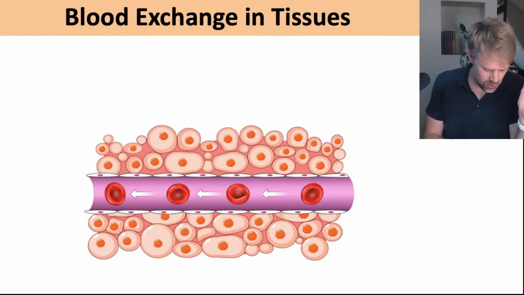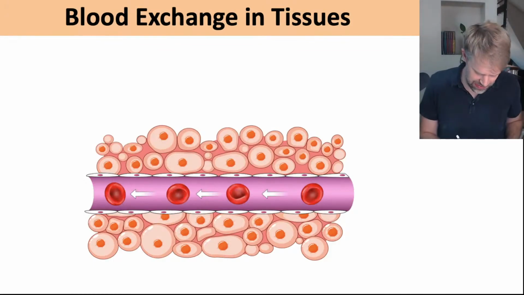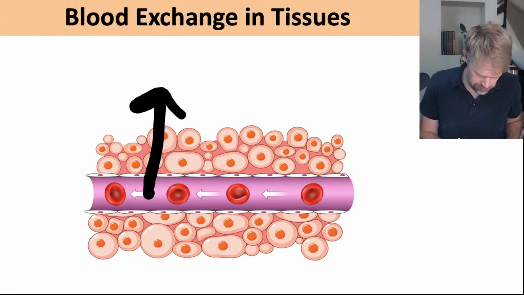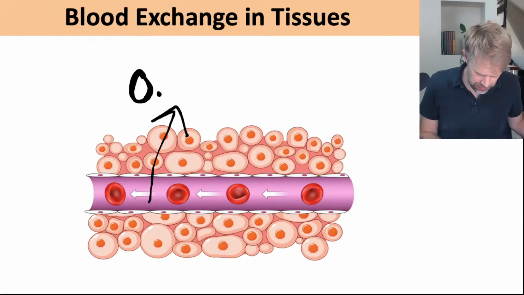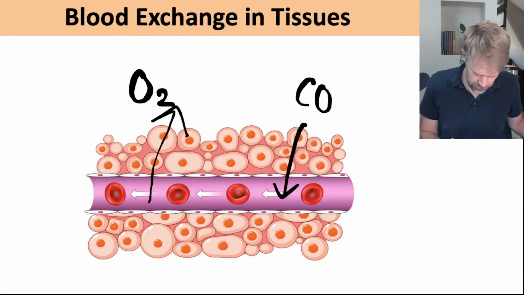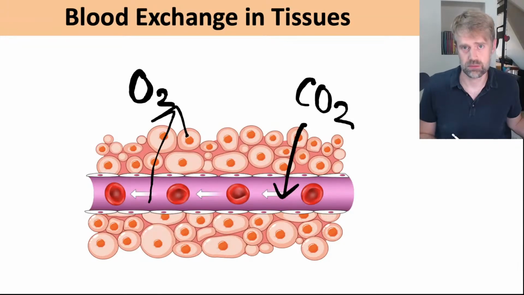Because we know that two things happen. Okay, and that's a little big. I don't love that. I wanted to go big, but not that big. We know that in the tissues, usually oxygen comes out of the blood and carbon dioxide goes into the blood.